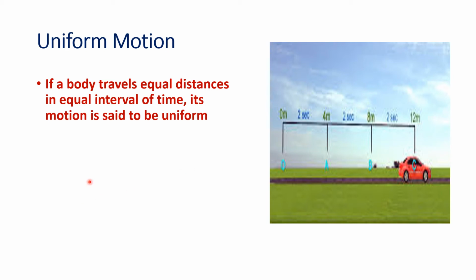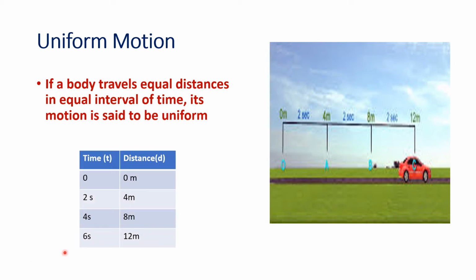If we want to plot a graph for this, let us just see how it will be. We will take time and distance. At 0 time, the distance is 0. In the first 2 seconds, the distance is 4 meters. In 4 seconds, the distance is 8 meters. In 6 seconds, the distance is 12 meters.